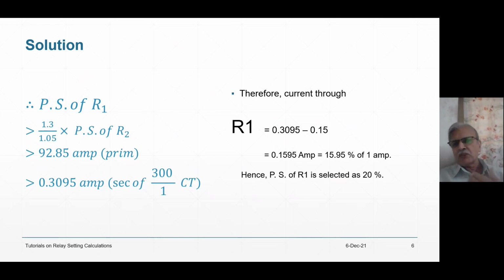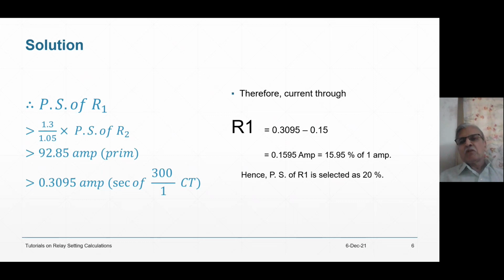And 0.1595 happens to be 15.95% of 1 ampere, and therefore PS of R1 is selected as 20%. Next 5% I am going in for. With numerical relays, the steps are smaller and I could have gone in for a different step, maybe 16%. But right now I do not go to that extent. When we go to numerical relay, we'll see whatever is available in that numerical relay, we'll try to adjust and consider. Right now, we go in for this because we want to understand the principle.